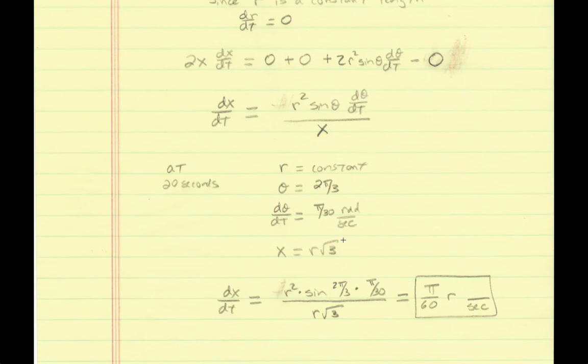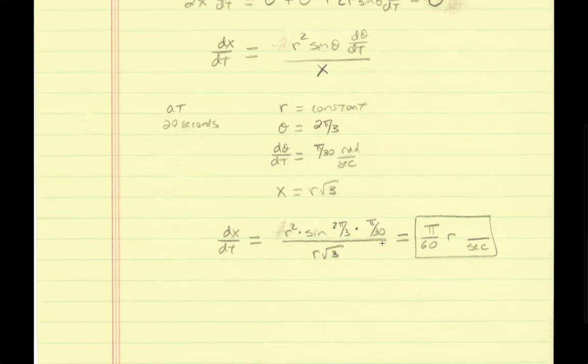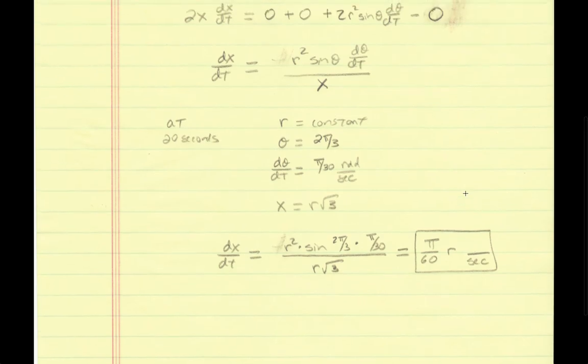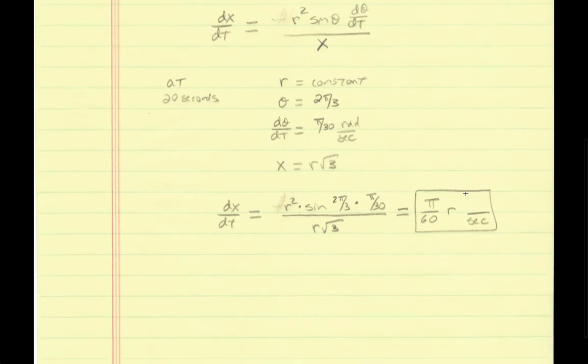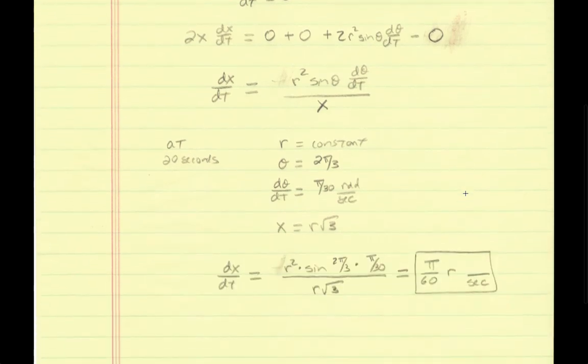And from the previous page, we found that x at the moment it passes the 4 is r times the square root of 3. Fill each value in, and here's the rate at which it's changing. It's changing at pi over 60, times the size of the radius, for every second. This is a difficult problem, so please take your time looking at this. Any questions, don't be afraid to ask, but this is a challenging related rates problem.